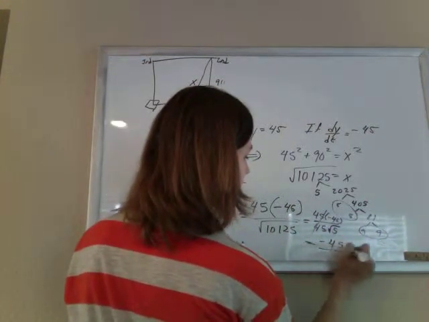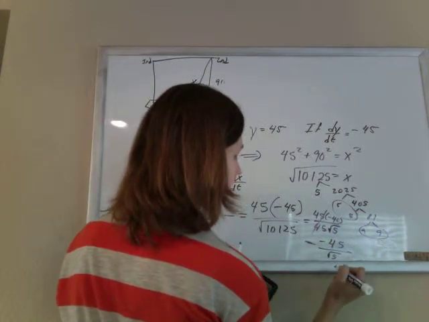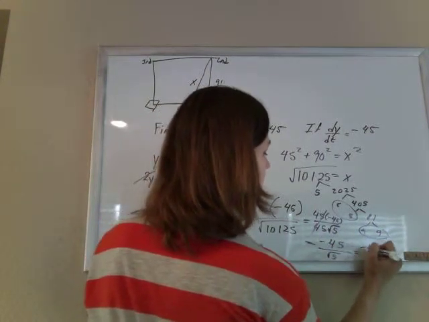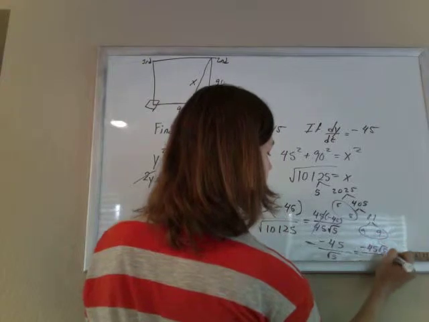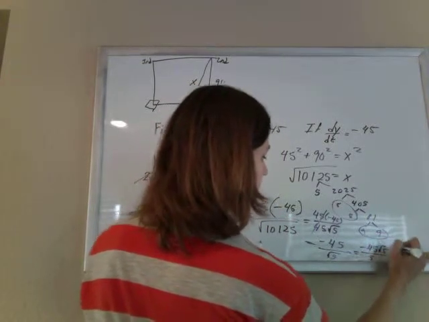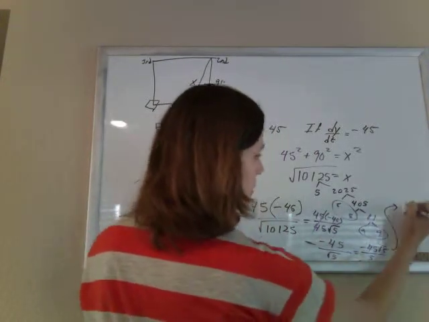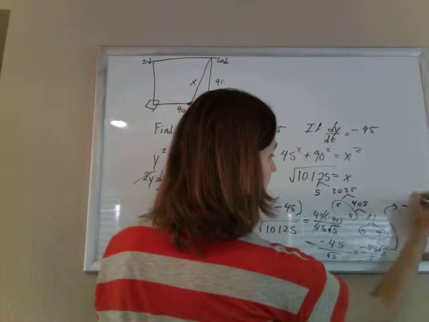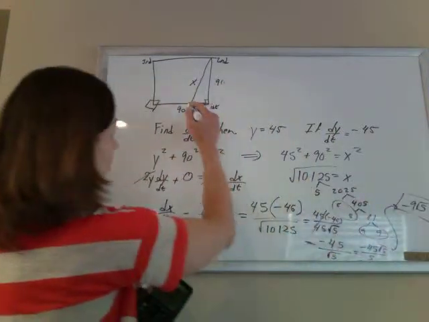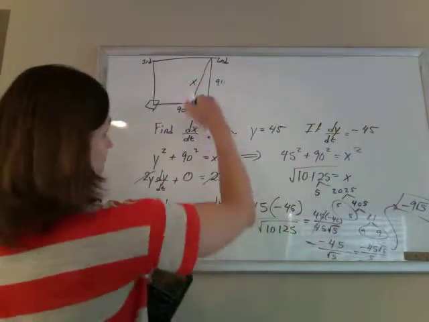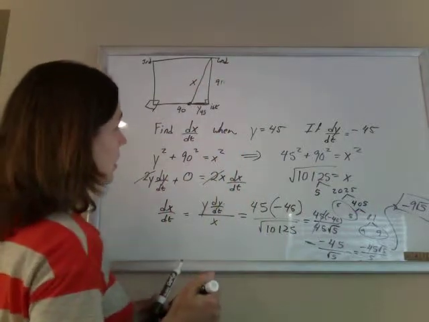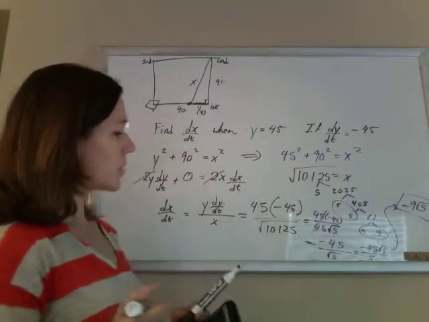So negative 45 over root 5. And if you must, go ahead and rationalize that denominator: negative 45 root 5 over 5, so negative 9 root 5. And that is how fast that length is decreasing at that particular moment. Sweet.